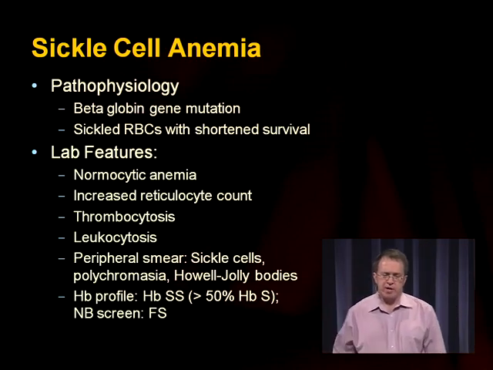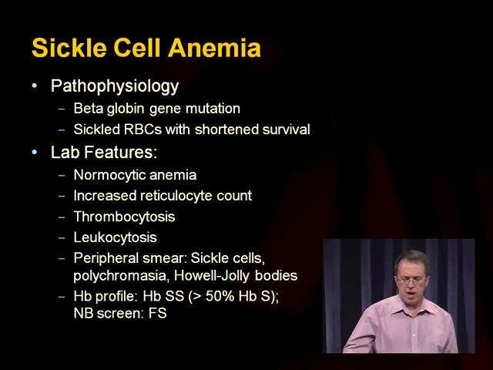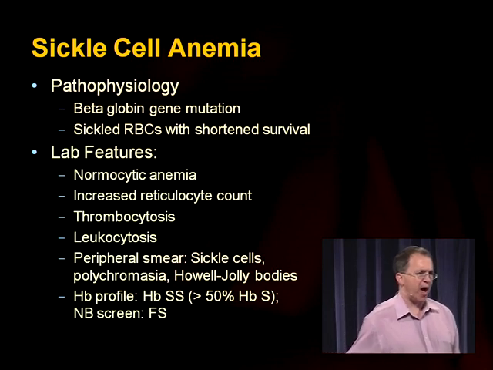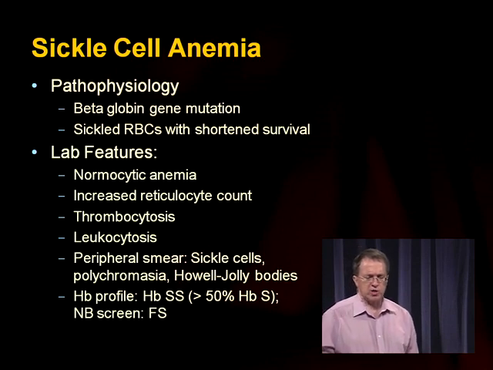So sickle cell anemia. Sickle cell anemia is caused by a gene mutation in the beta globin. The sickled red blood cells have shortened survival. Depending on the type of sickle cell disease that you have, in addition to sickling, you can also see some target cells. Laboratory feature-wise, it's usually a normocytic anemia, though patients with hemoglobin SC can have a microcytic anemia. You might want to make a note of that. We see an increased reticulocyte count.